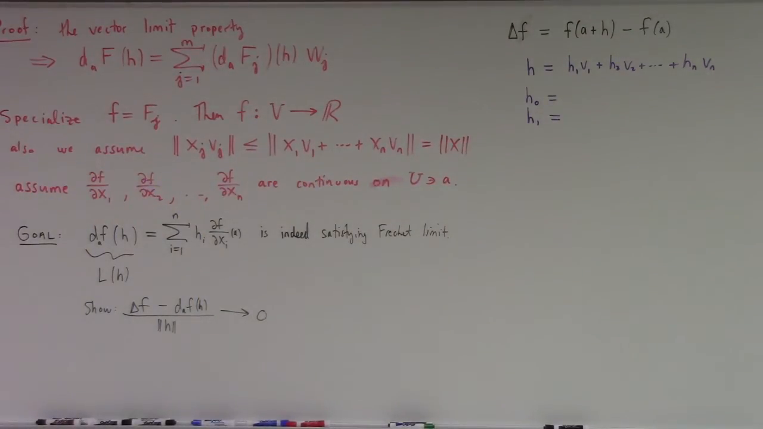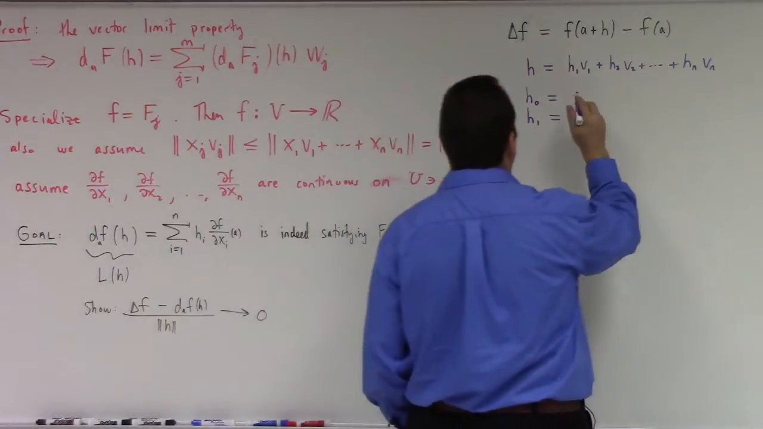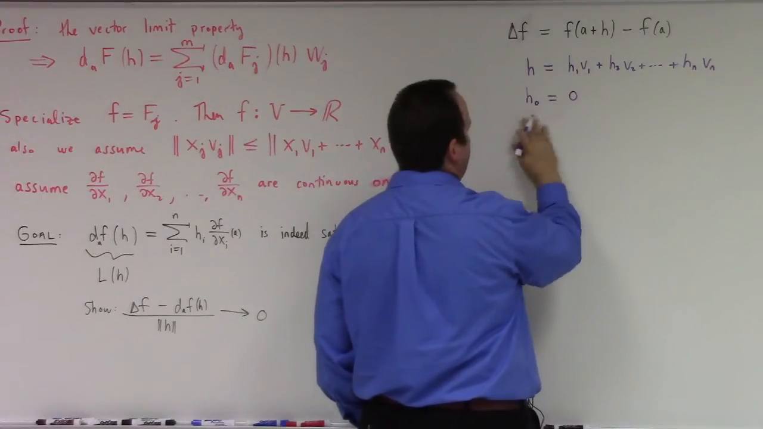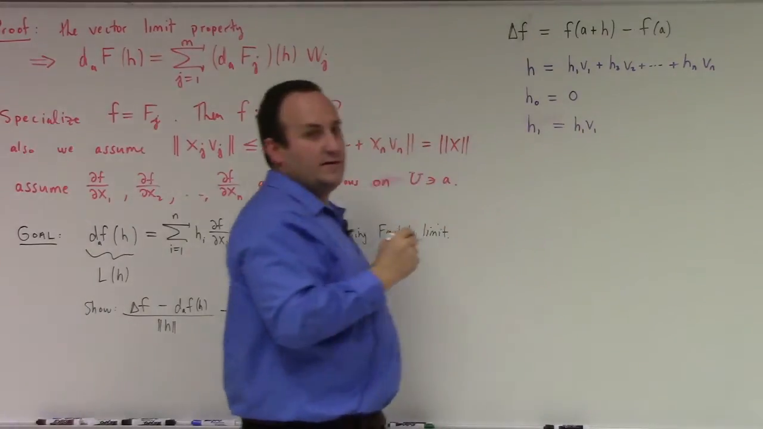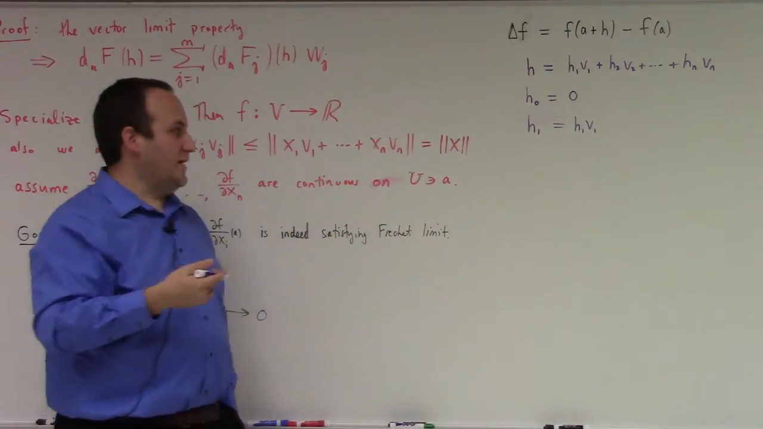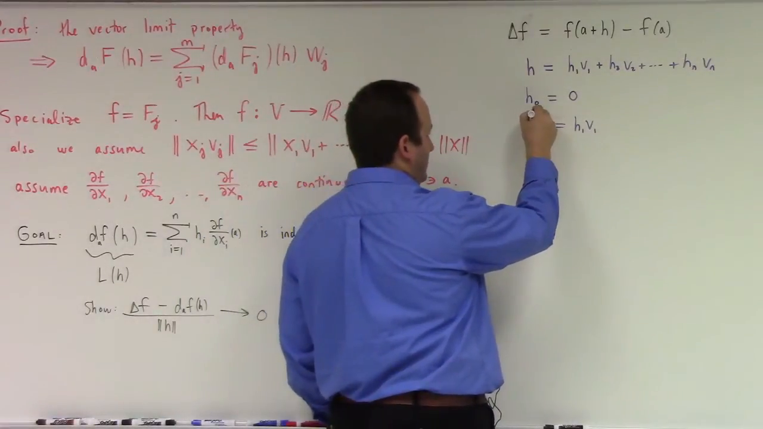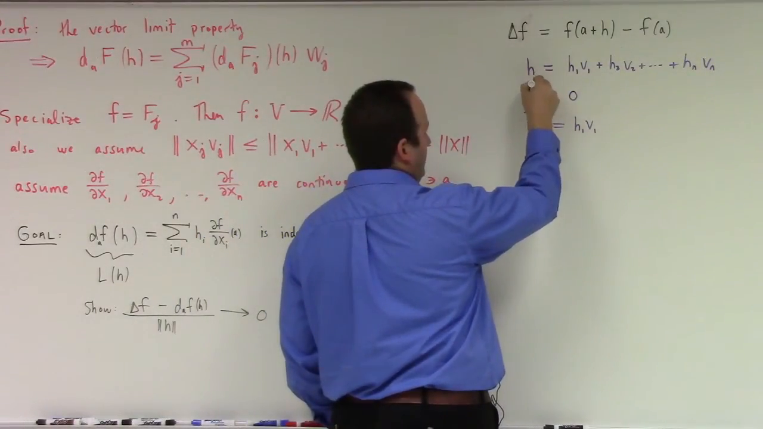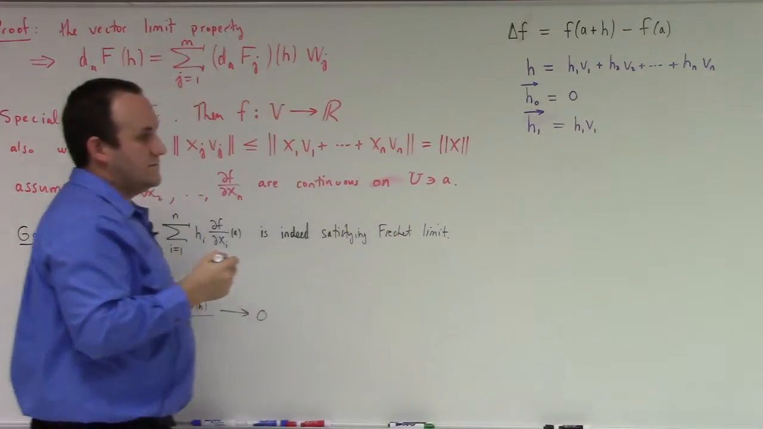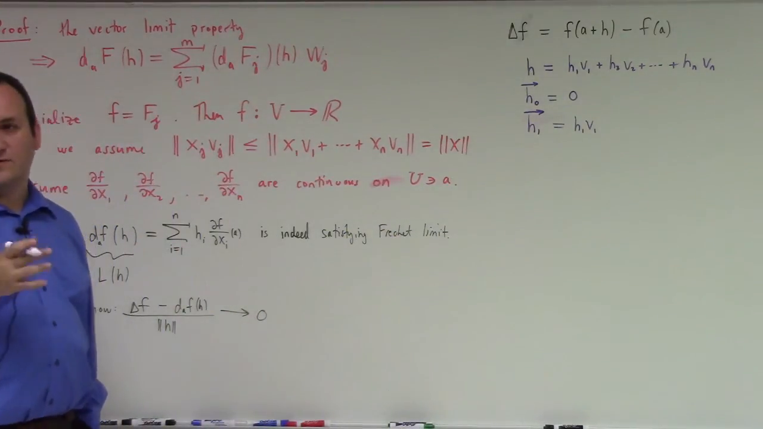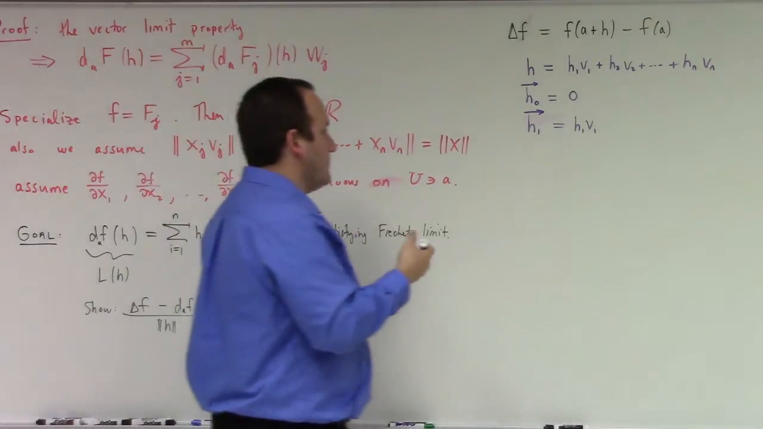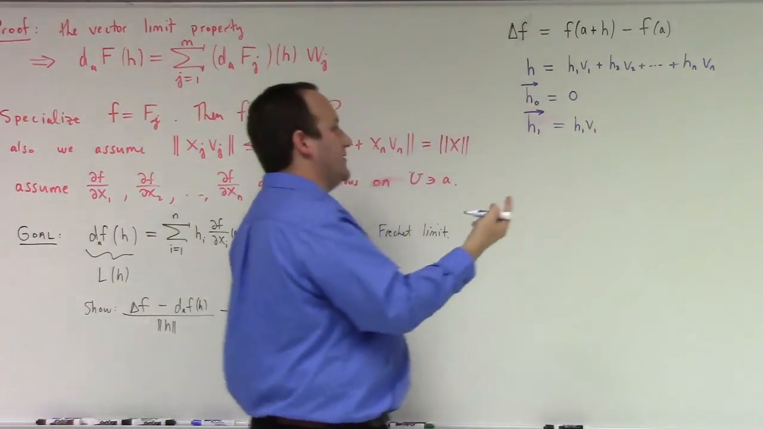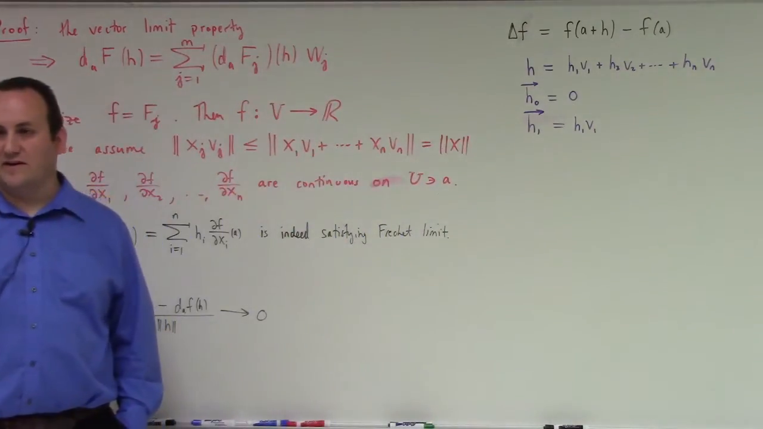H sub 0 is just going to be 0. H1, what's it going to be? Oh, I can't use this notation quite. I'd like to just say H1 is equal to H1V1, but that's ambiguous. So to remove the ambiguity, I put a vector over this. Because H1 is a scalar in our notation, whereas H1 vector is a vector. So in other words, H1 is a scalar component. H1 vector is actually the vector component of H in the one direction.